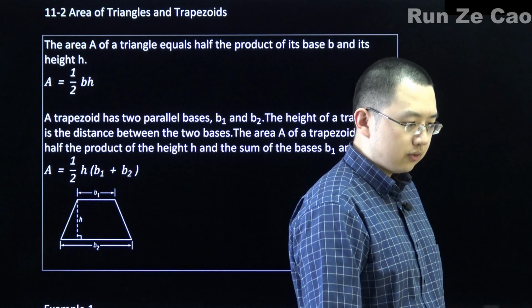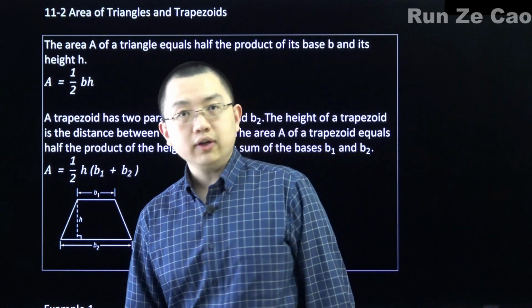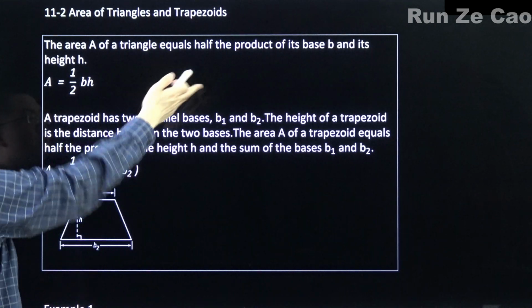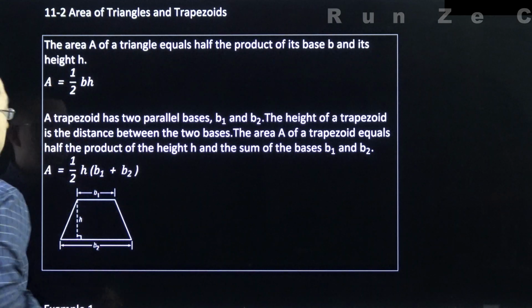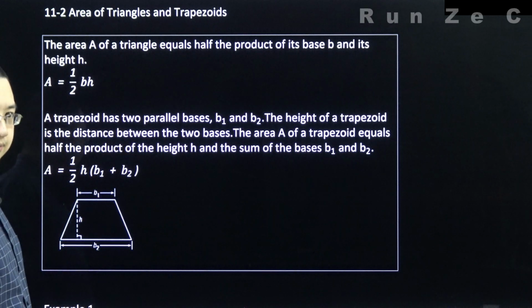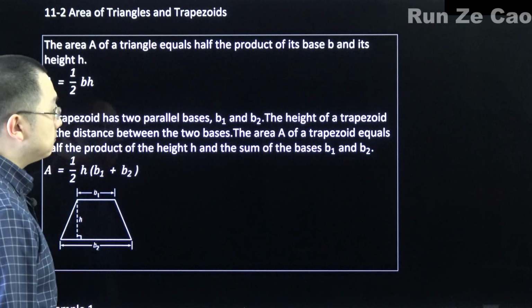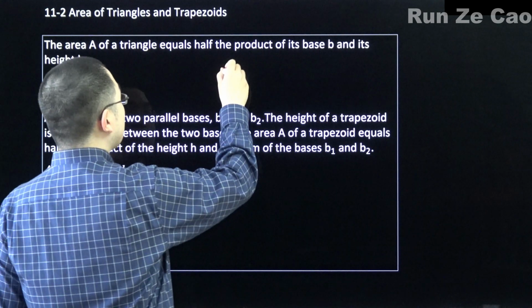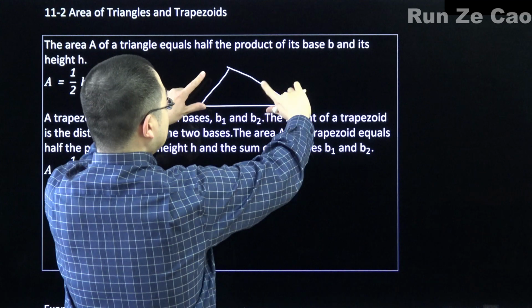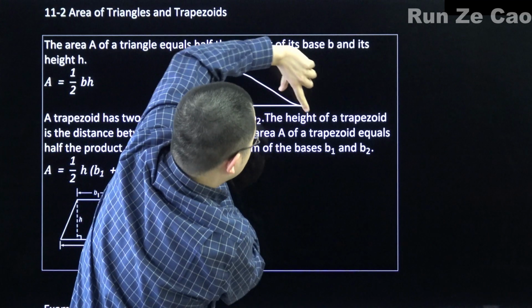We have triangles and trapezoids. The area A of a triangle is equal to half the product of its base B and its height H. A equals 1/2 base times height. Why is this? Well, let's say we have any triangle, okay? What happens if we have another identical triangle, but put it like that?